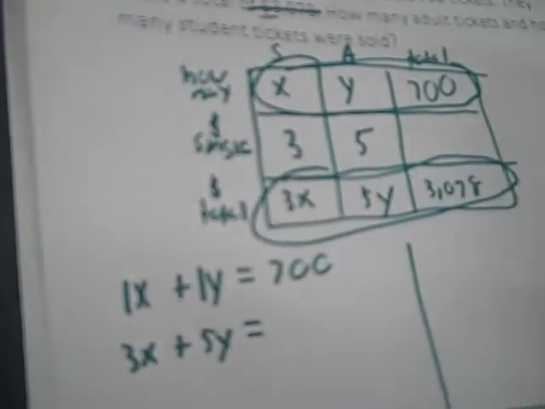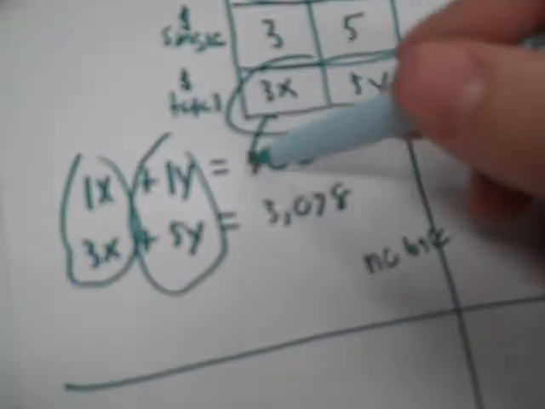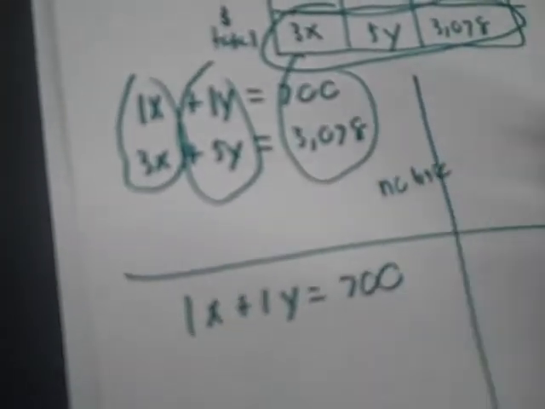Okay, so I have this from up top and this on the bottom. Okay, so I put x plus y equals 700. It's really easy to write. Then put ones in front because you're going to need them. And then 3x plus 5y equals 3,078. Okay, so there's no base. So I'm going to circle. As soon as I see there's no base, I want to circle, and write the top one down here. 1x plus 1y equals 700.